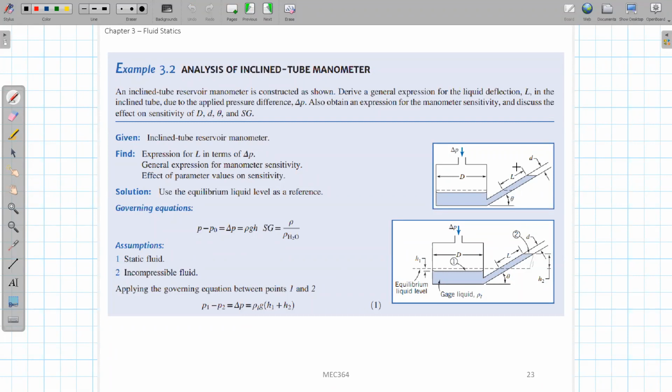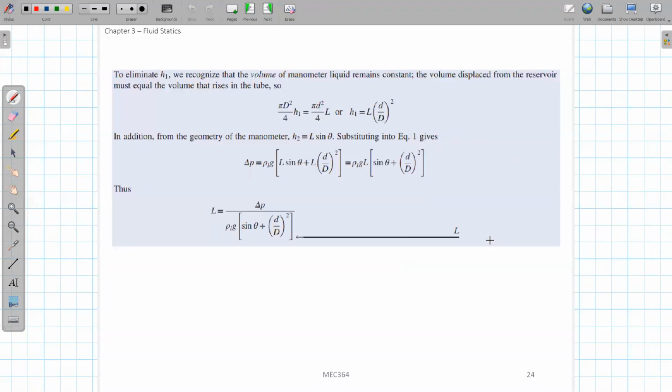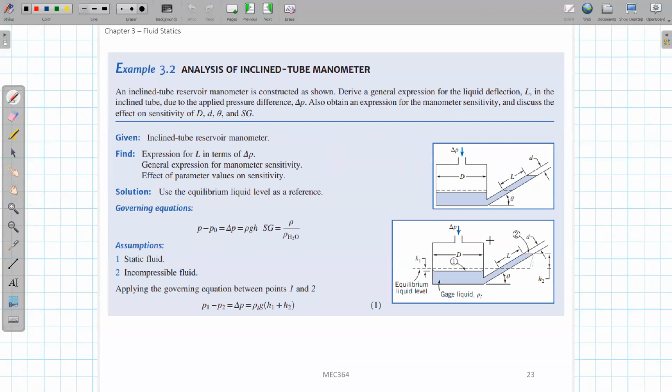So there's another problem: in some cases we do not know this value. In most cases, we can read this H2 value very easily because it's along a thin tube. But sometimes we cannot measure how much this H1 value will be, how much it dropped from this dashed line. So the first thing we want to do is calculate what this H1 value will be. And how do we calculate it?